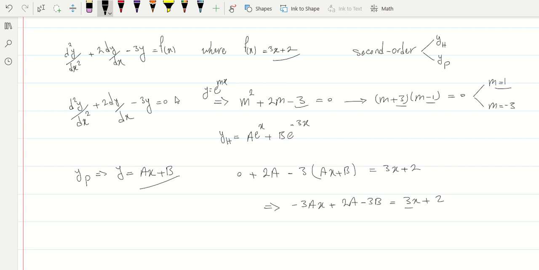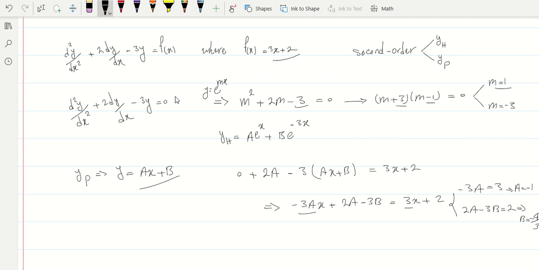I can say that the coefficient of x on the left hand side and the right hand side would be equal. So that means minus 3a would be equal to 3, which would get us that a is equal to -1. On the other hand, we say that 2a minus 3b would be equal to 2, and we already know a is equal to -1, so this value would be -2. If I transfer it to the right hand side, it would be +4. So b is equal to 4 divided by -3.